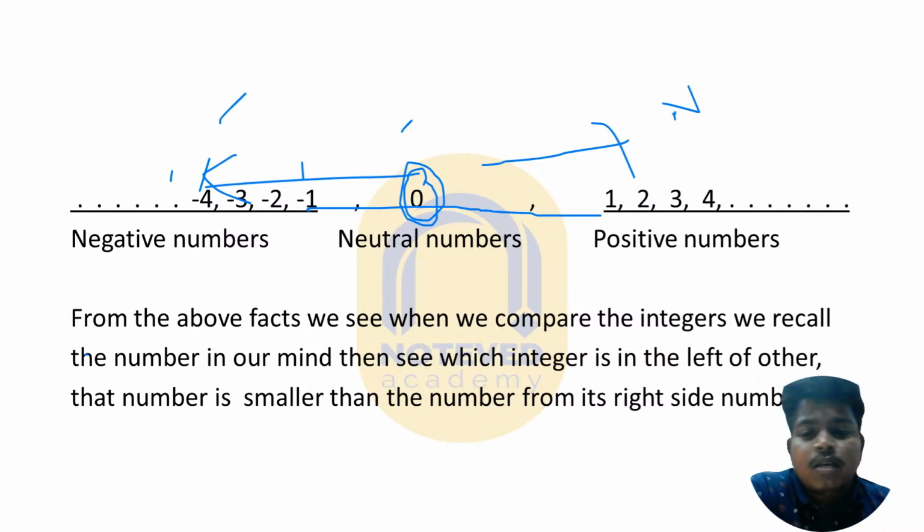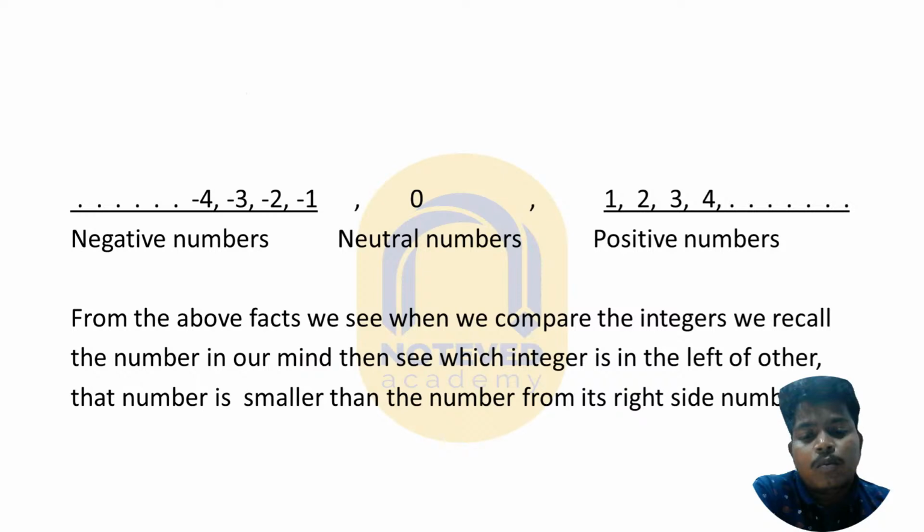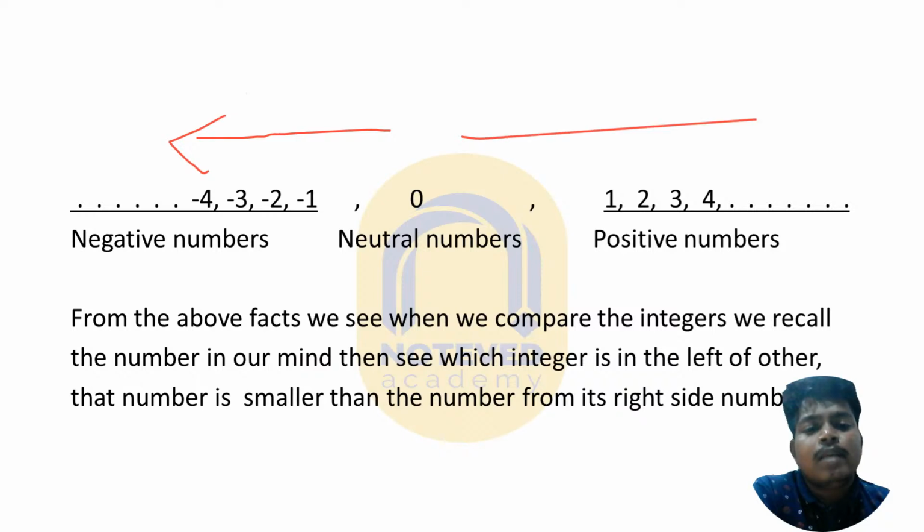Okay, from the above facts, we see when we compare the integers, we recall the number in our mind, then see which integer is on the left or the other, that is smaller than the other whole number. We can say that if we go from right to left, we will get smaller numbers. If we go from left to right, we will get bigger numbers, that is larger numbers.